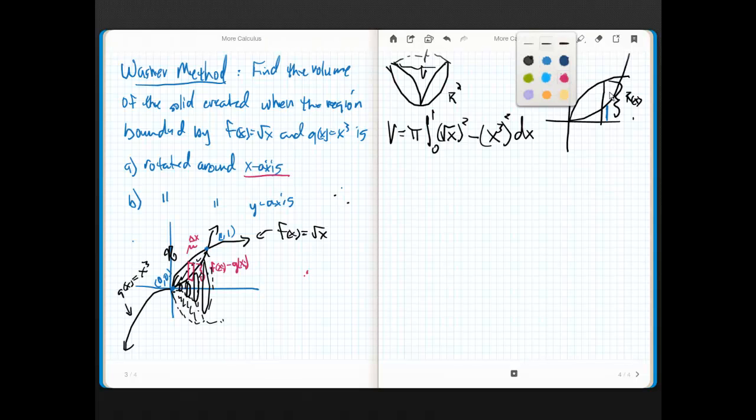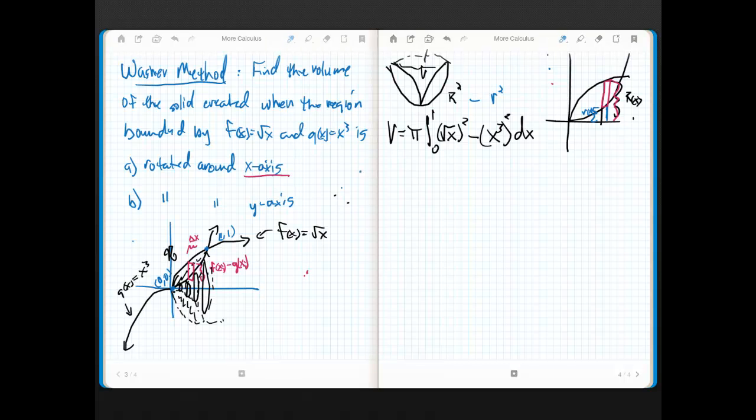Again, if I draw this little slice of action right here, my outside radius is this big guy right here, and then my inside radius is my little guy right over here. This is my little r of x. All right, so we need to think of it as outside radius squared minus inside radius squared, because we're literally carving out the volume of the solid created when I rotate x cubed from 0 to 1 around the x-axis.